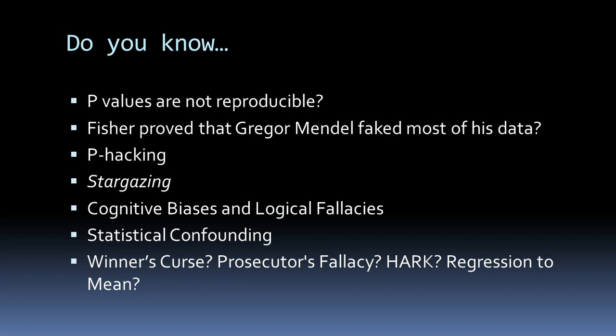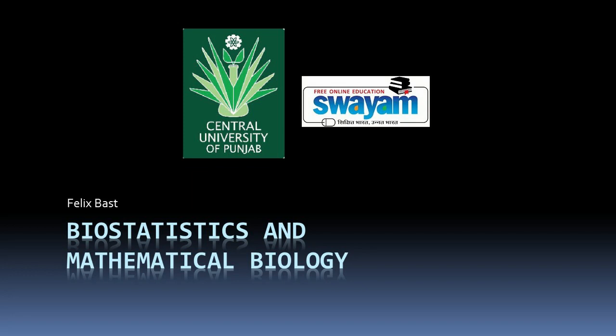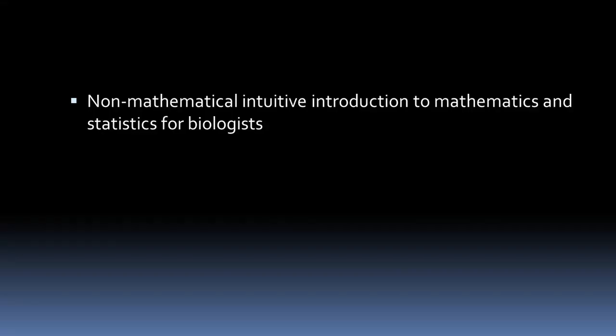All these problems we'll be covering as part of this particular program, and the program is called Biostatistics and Mathematical Biology, which is a totally non-mathematical and intuitive, that is simple, introduction to this field offered by Central University of Punjab in collaboration with the SWAYAM platform of the Ministry of Human Resources and Development, Government of India. So anybody can enroll for this program, and you will be getting credits. This is a formal MOOC, and upon passing the different examinations that we'll be conducting throughout this course, these credits are valid throughout Indian universities because this is an MHRD program.